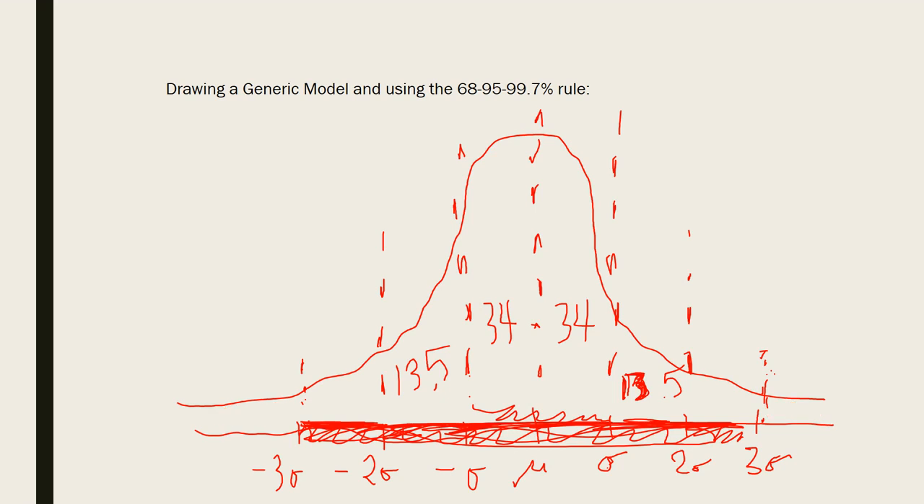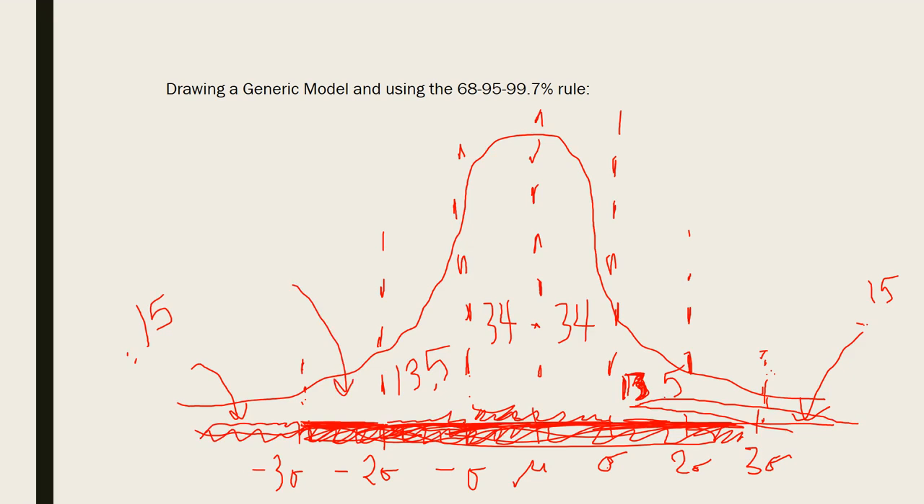So we have 0.15% in that tail and 0.15% in that tail. All right. And 2.35% in this section right here. 2.35% of the data there. 2.35% of the data there.